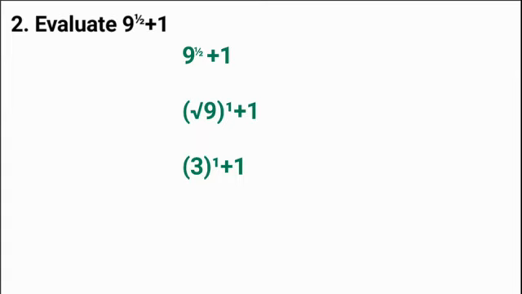Then we will still continue focusing on the same number here, which is 3 raised to the power of 1. 3 raised to the power of 1 is 3. Any number raised to the power of 1 is the same number. So we're going to now add 1 to 3, which will give us 4. So evaluating 9 raised to the power of 1 over 2 plus 1 will give us 4. That is the answer for that expression.